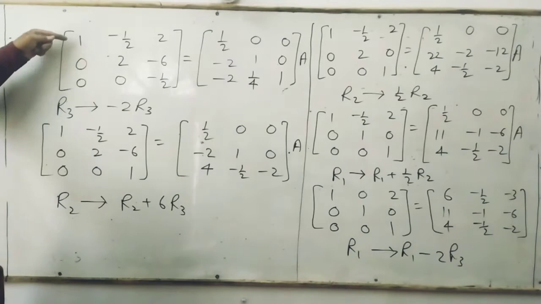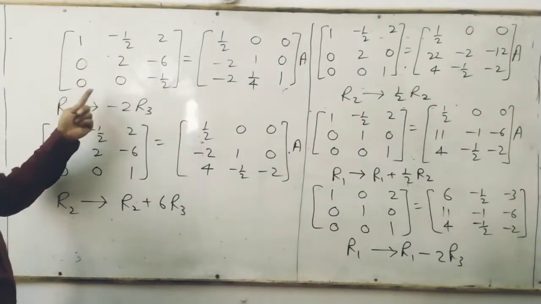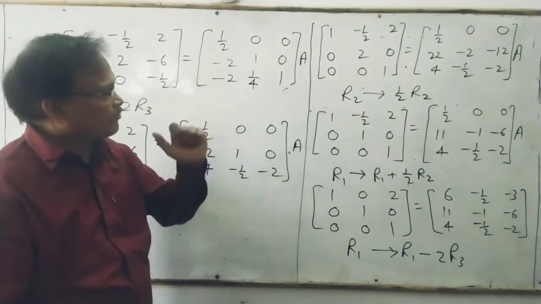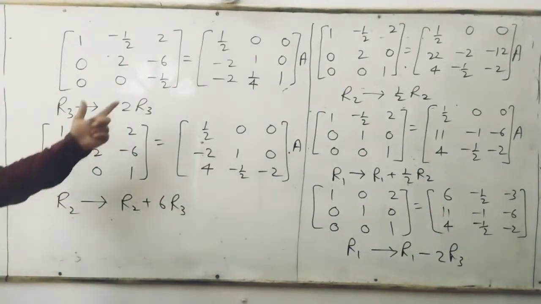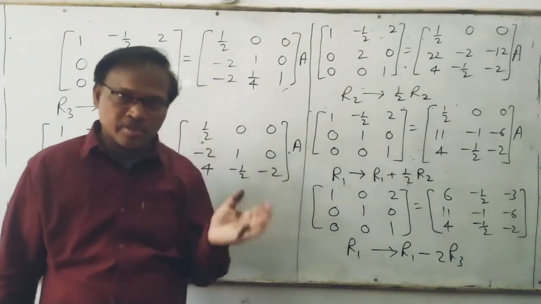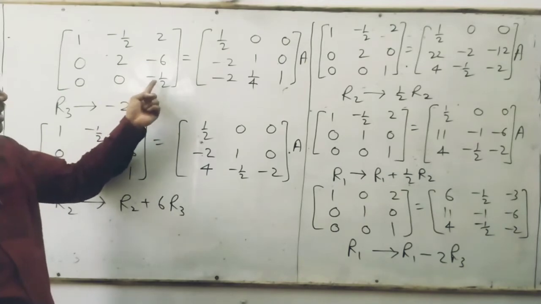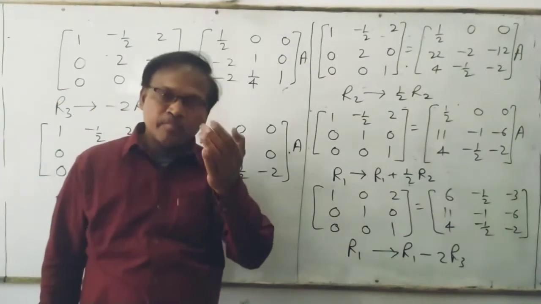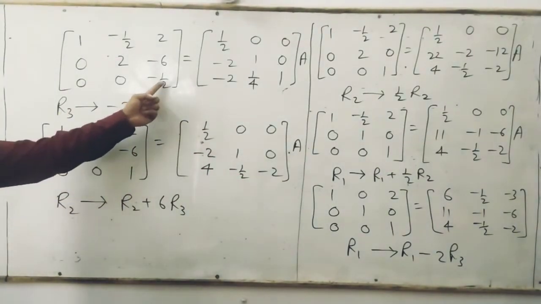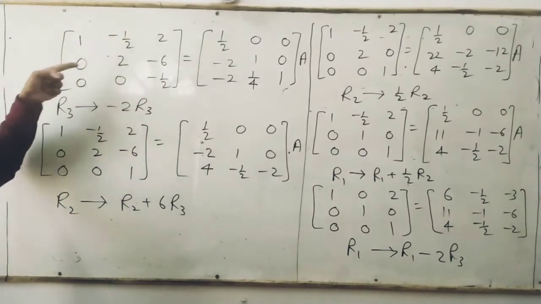So this is 1, minus 1 by 2, 2, 0, 2, minus 6, 0, 0, minus 1 by 2, and on the right hand side you will get such a type of matrix. Now you have to make this 1. How to make 1? I told you earlier, in the first video also, that you have to self divide. So self divide means, divide by minus 1 by 2; here you can multiply by minus 2. So R3 turns into minus 2 R3, this will be 1. So only R3 will change to 0, 0, 1 and the other two will be the same.